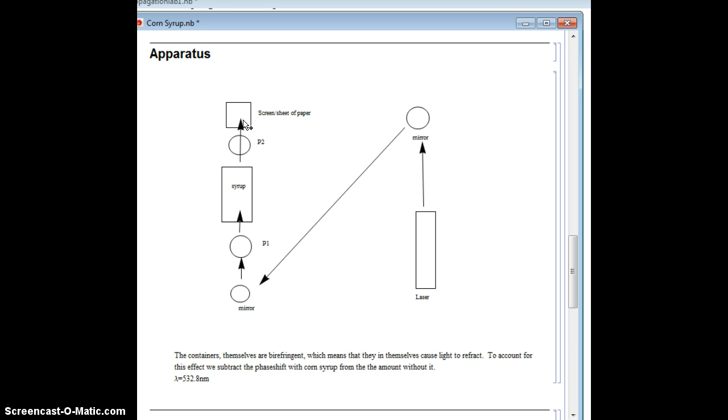To account for that, we subtracted the phase shift without the corn syrup from the amount with it. We filled up the corn syrup to a certain height, and then a couple inches or so above it we shot the laser to get the baseline, and then we shot it through the corn syrup and the plastic, obviously, and then we found the difference between those. The lambda wavelength is 532.8 nanometers.